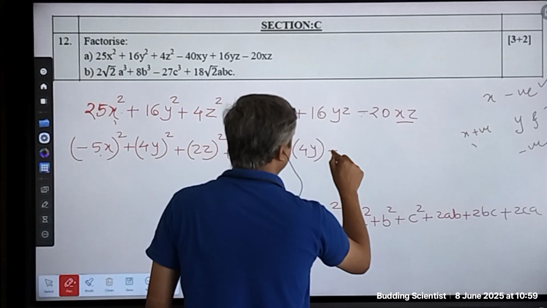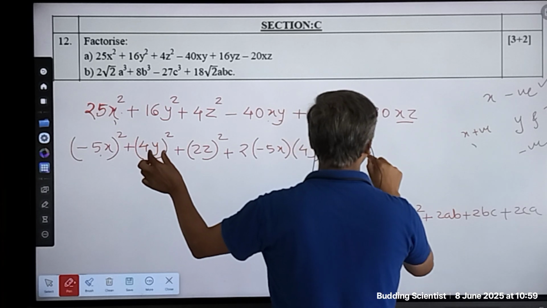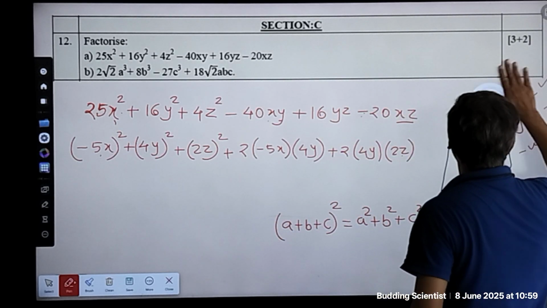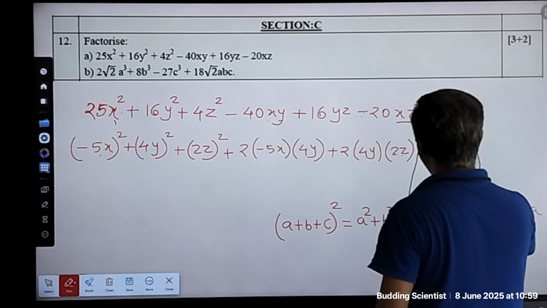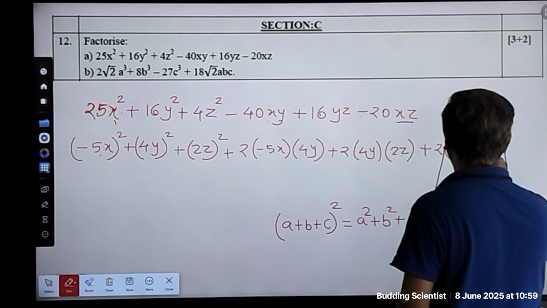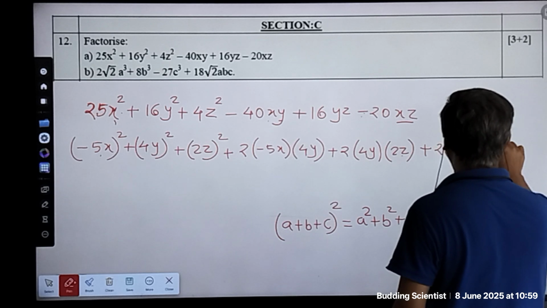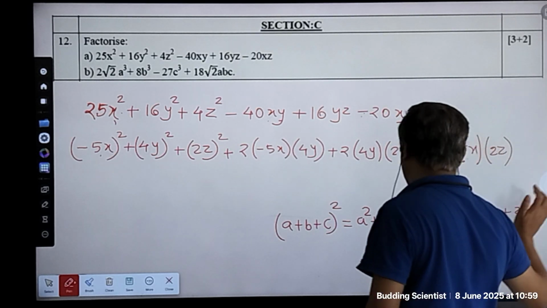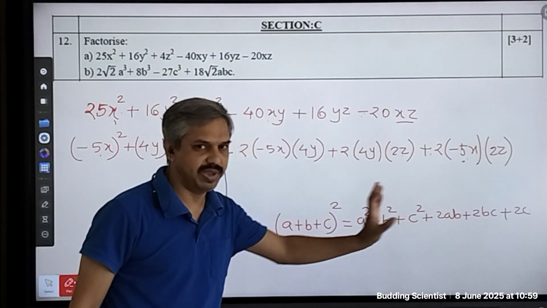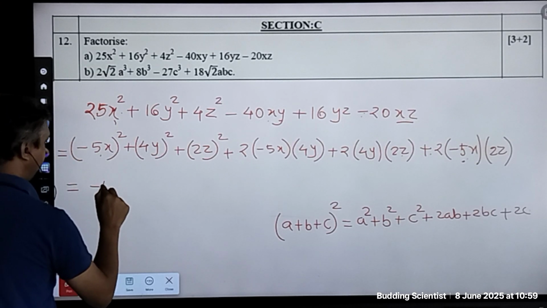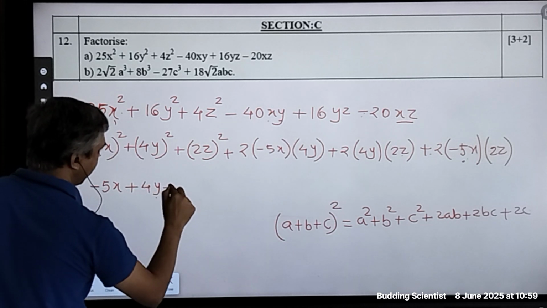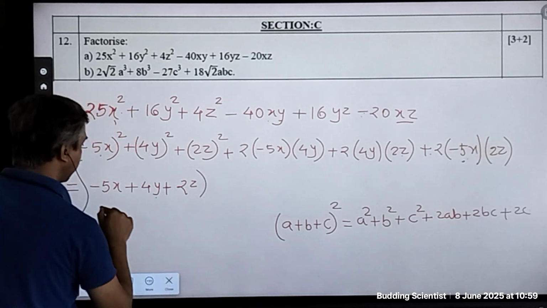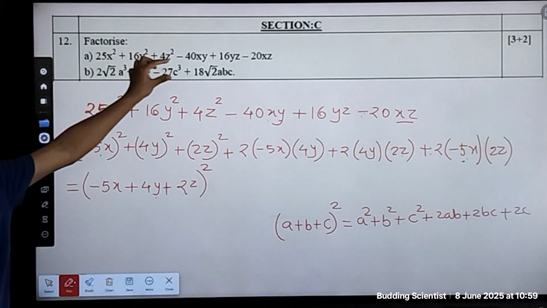Same here. Plus 2 into bracket 4y into bracket 2z. See this, 2 into 4, 8 into 16yz. And then we have plus 2 into bracket minus 5x and in the second bracket 2z. So 2 into minus 5 is minus 10 and minus 10 into 2 is minus 20. So the formula is perfectly matching with this. So this is equal to minus 5x plus 4y plus 2z in brackets. So the factorization of the first problem is done.